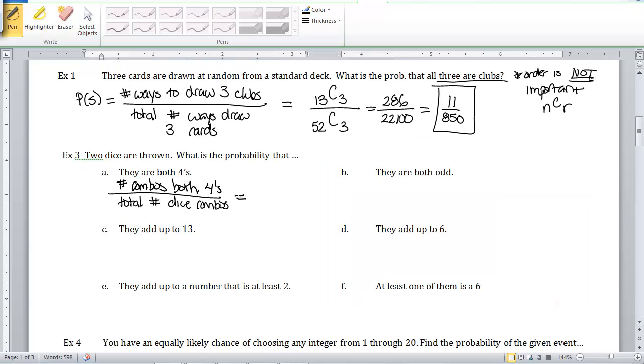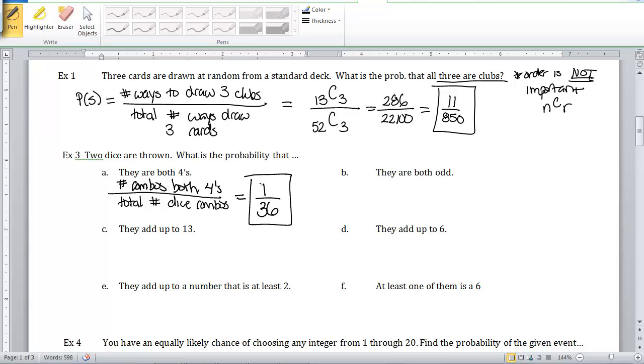So if I take the total number of combinations where both dice were 4s, 1, and divide it by the total number of combinations for throwing 2 dice, 36, and simplify if needed, I get 1 over 36. Let's now look at the one below.